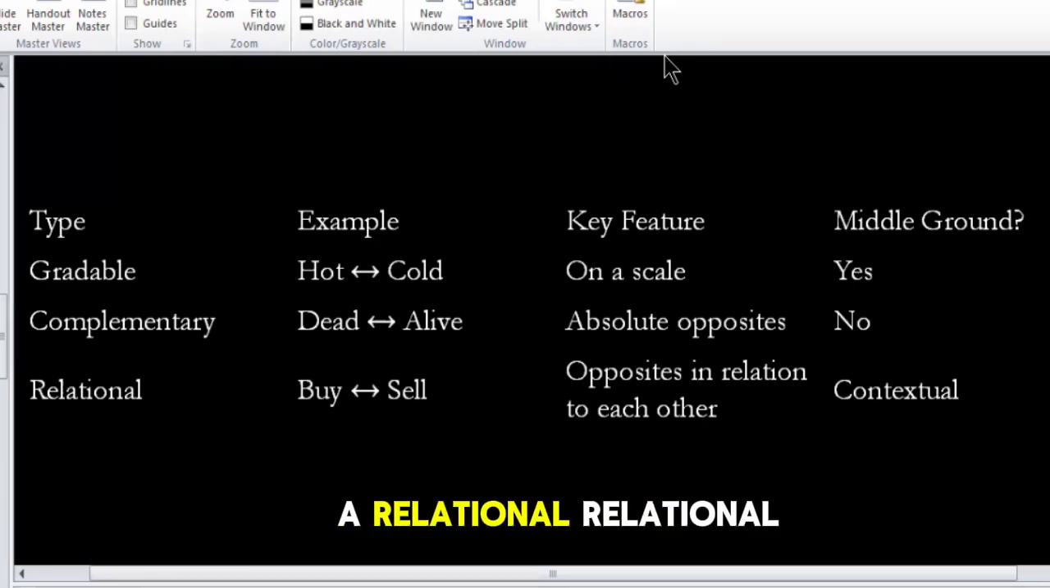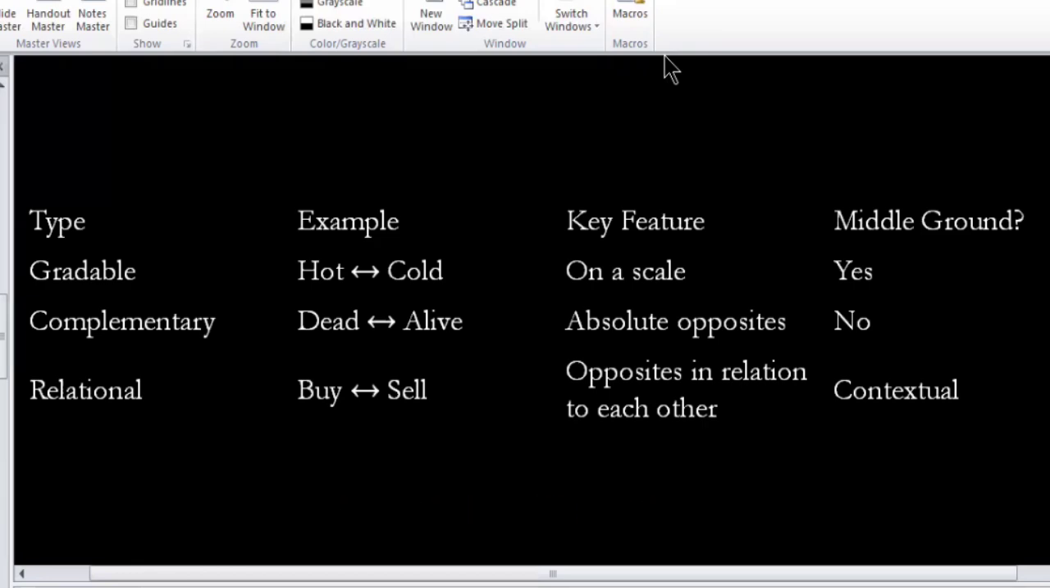Then we have relational. Relational is somehow related to the relations. ये जो रिश्ते हैं हमारे उससे भी relate हो सकता है. Like we have a word that is buy and its opposite is sell. If you want to buy, the second person must sell it. जब तक वो सेल ना करे you cannot buy it. These are always opposite in relation to each other.